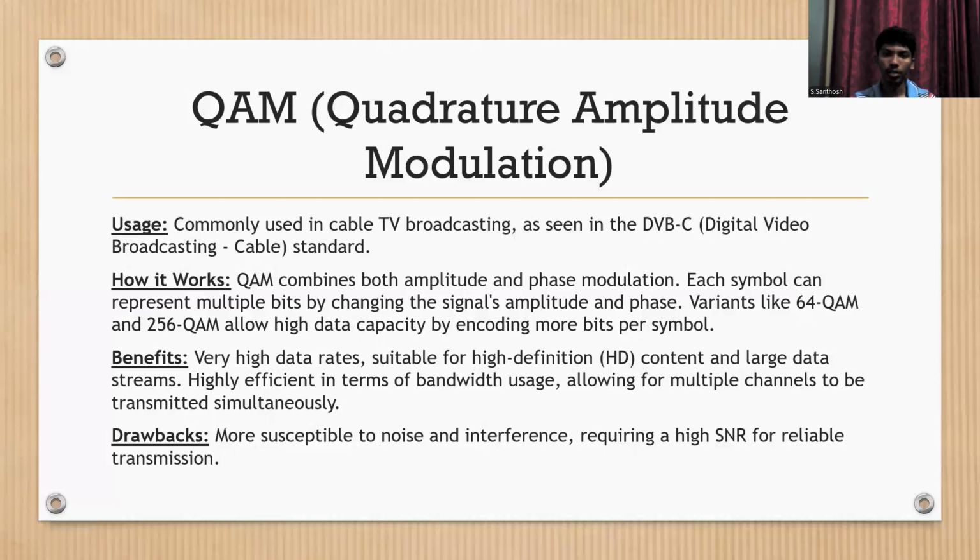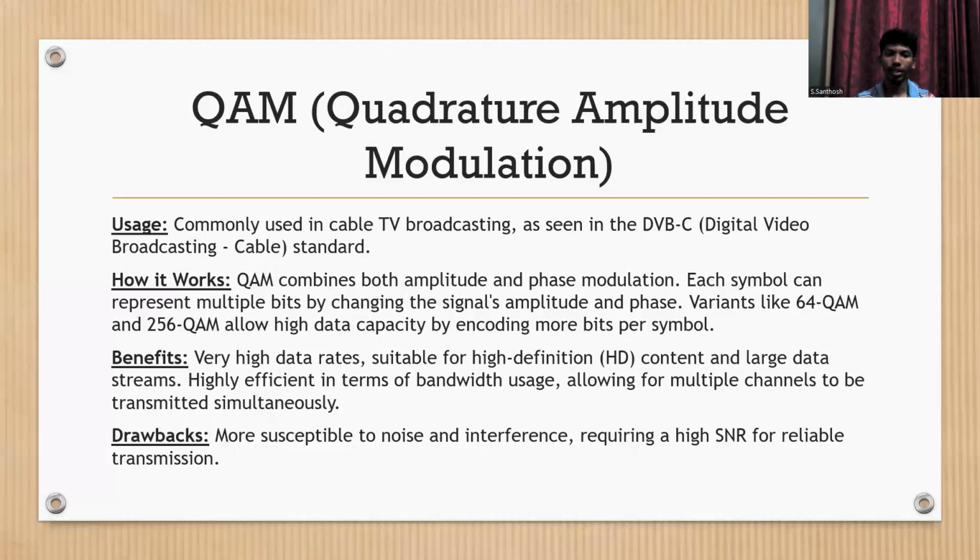So commonly used in cable TV broadcasting, as seen in the DVB-C, that is the digital video broadcasting cable standard. And how it works, it combines both amplitude and phase modulation. We've seen amplitude modulation separately and phase modulation separately in QPSK and the previous one. So now we'll be looking at something where we use both amplitude and phase modulation together. Each symbol can be represented by multiple bits by changing the signal's amplitude and phase. Variants like 64 QAM and 256 QAM allow high data capacity by encoding more bits per symbol.